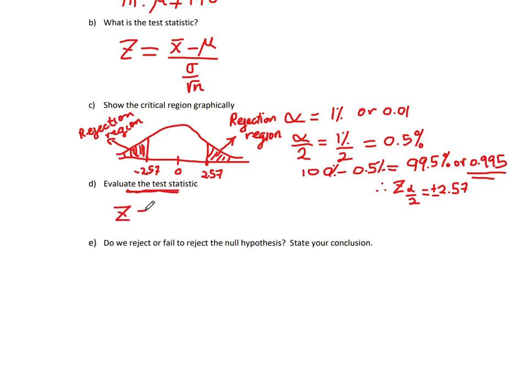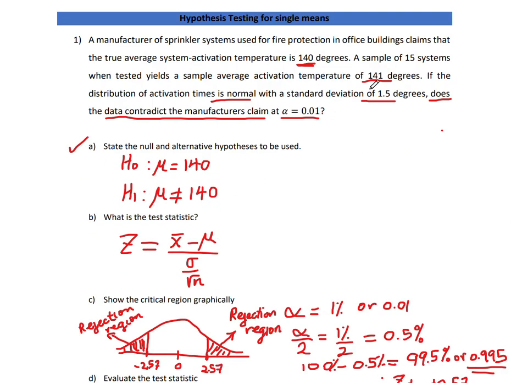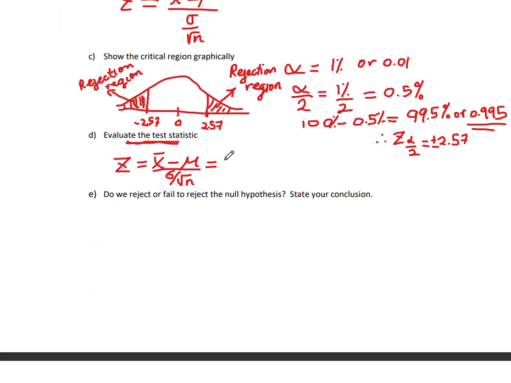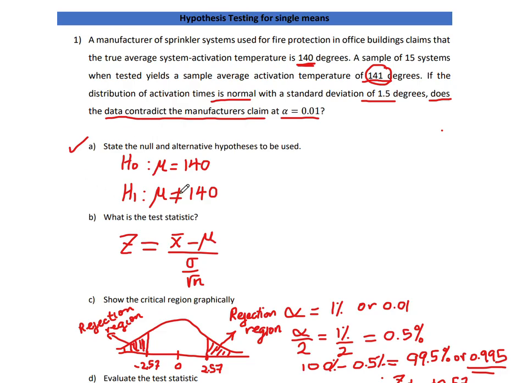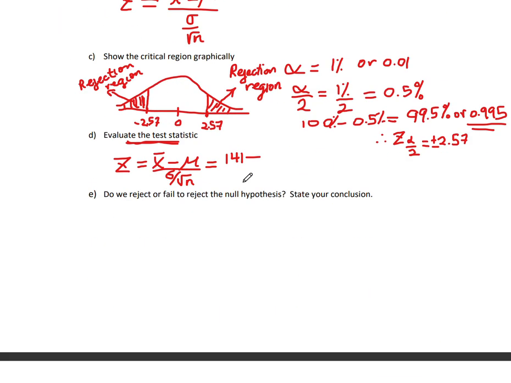So to evaluate the test statistic here, Z is going to be equal to X bar minus mu divided by sigma over the square root of n. So basically we're using the test statistic formula to determine the calculated value. And you'll see the importance of that calculated value in a minute. X bar is the sample mean, and the sample mean given to us in the question is 141 degrees. So X bar, the sample mean, is 141. Mu will always come from the null hypothesis. That's the population mean of 140.